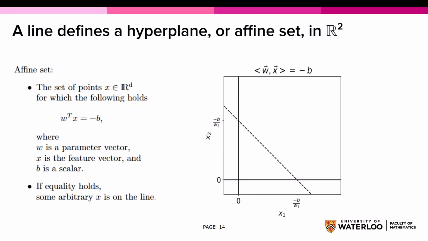So this parameterization means that we now have a direct way to test whether any new point we care about is on the line. We just need to compute the inner product and compare the result to b. If the equality holds, the point is on the line or lies within the affine set. And if the equality does not hold, x is not on the line, and crucially, it's either going to be above or below.